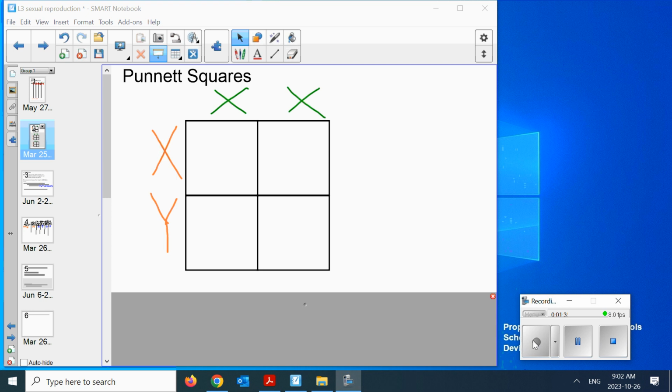Now, I started with these X's and XY. Anybody have any idea what I'm talking about here? Because I haven't explained a single thing. You might not. You do, though. What do you think? Yeah, chromosomes. I'm starting with something that's determined by chromosomes.